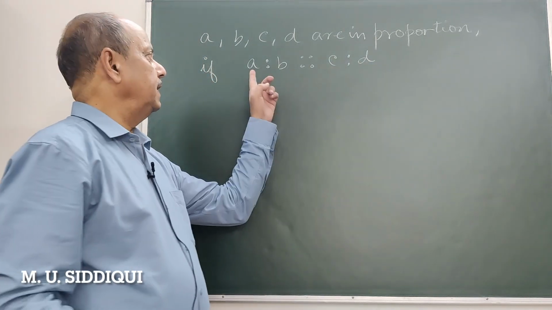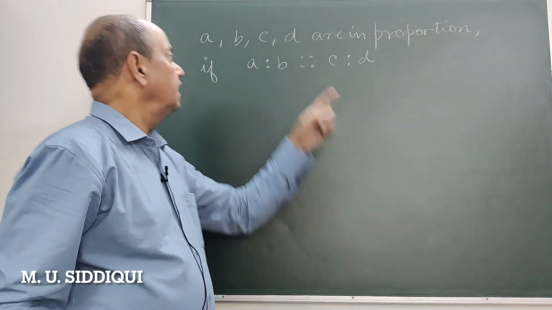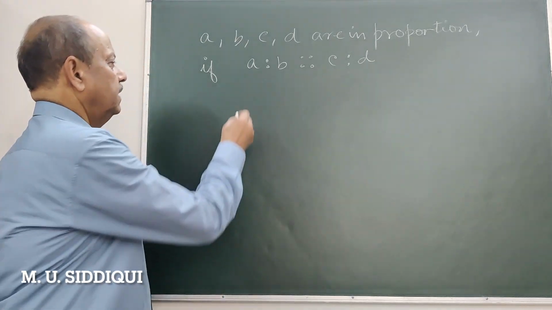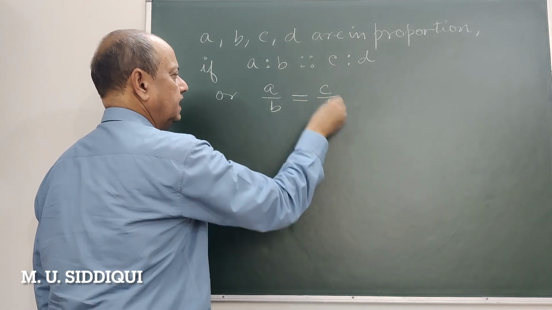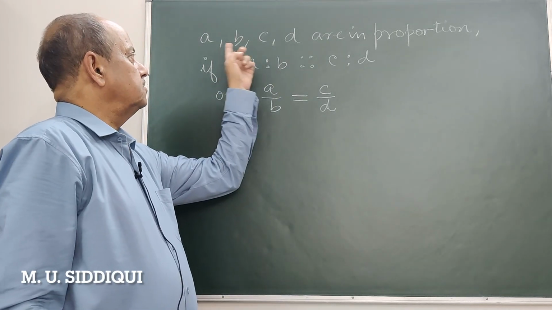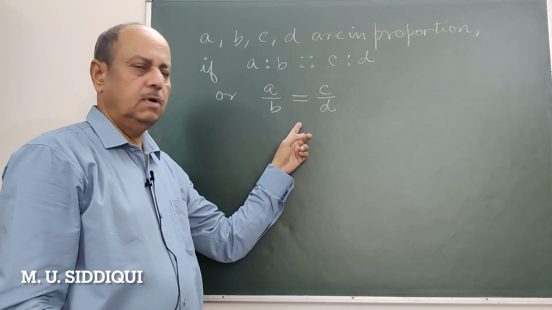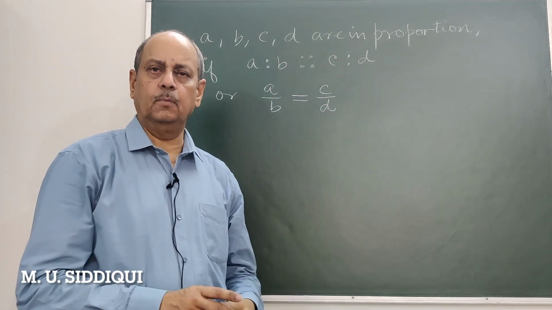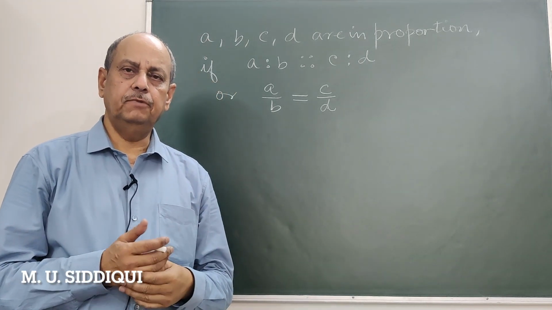If the ratio of A and B is same as the ratio of C and D, then we say A, B, C, D in that order are in proportion. Same thing we can write as A upon B equal to C upon D also. What does it mean? That if there are four numbers which are taken in such order A, B, C and D, then if A upon B is equal to C upon D, we say that A, B, C, D are in proportion.